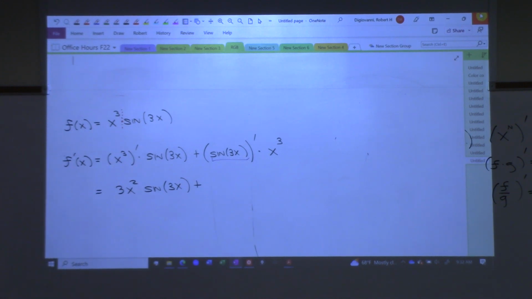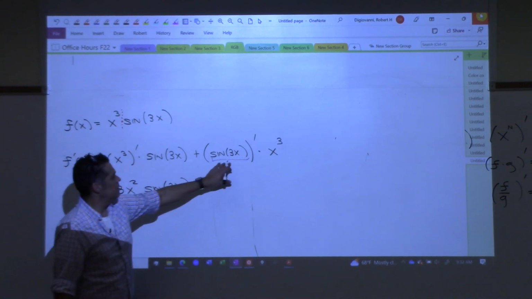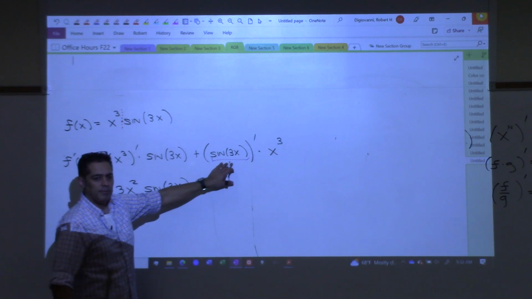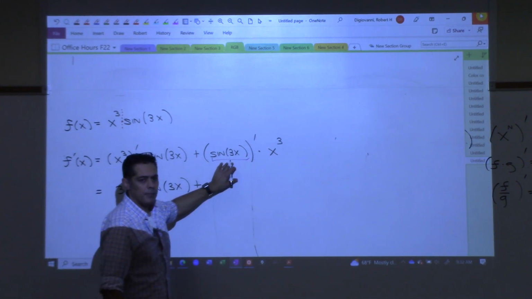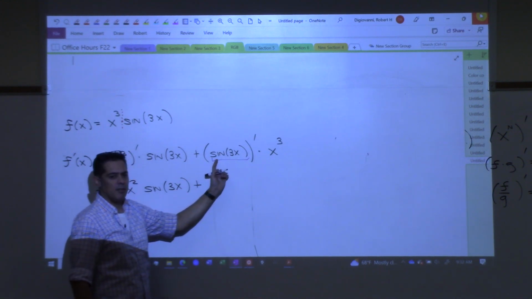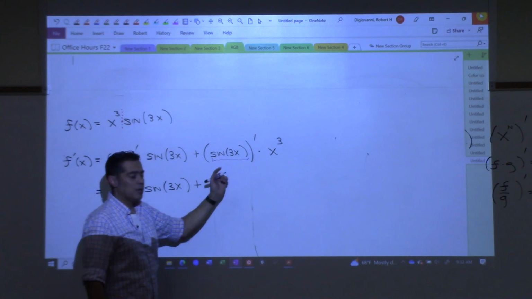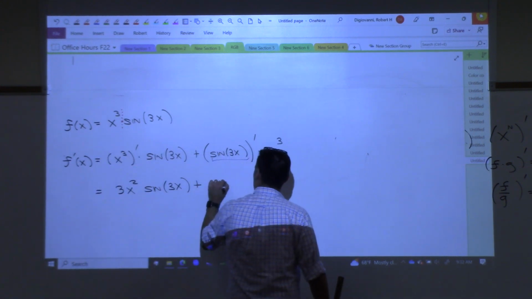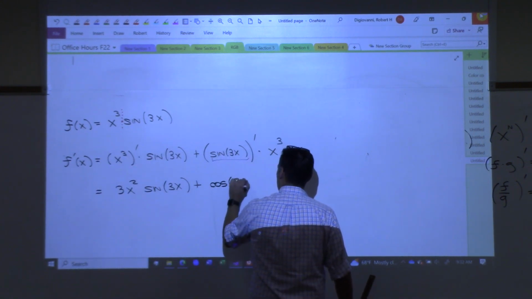Would you like to continue with this one? Derivative of this? You're taking, first start with the outer layer. What's the derivative of sine of something? Cosine. So you put cosine of what, 3x, good.